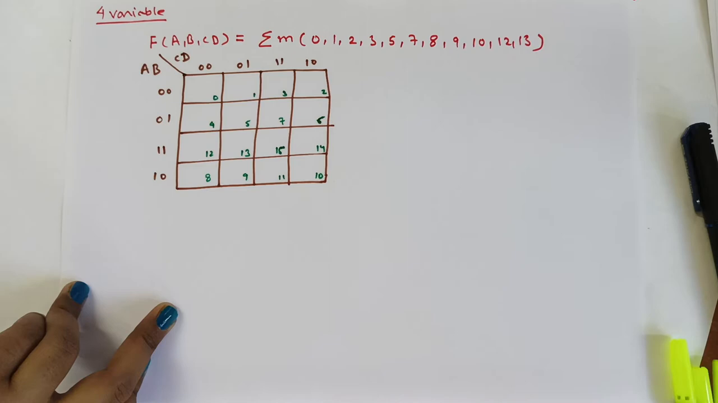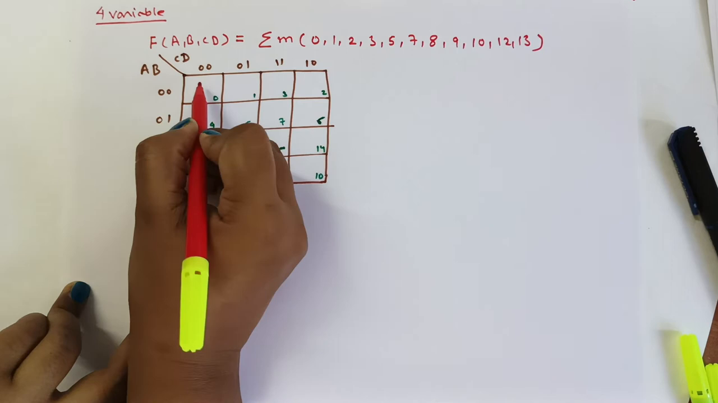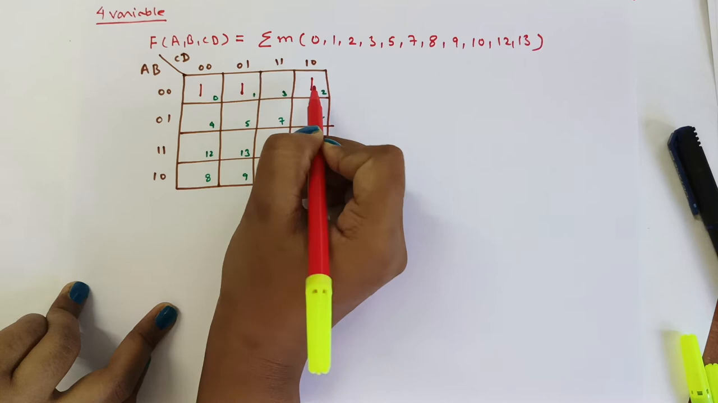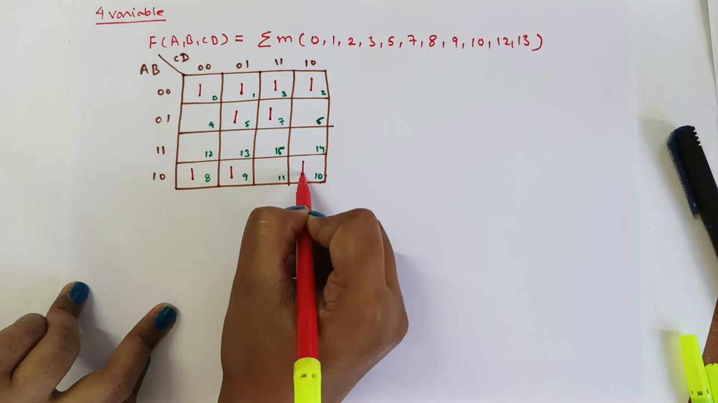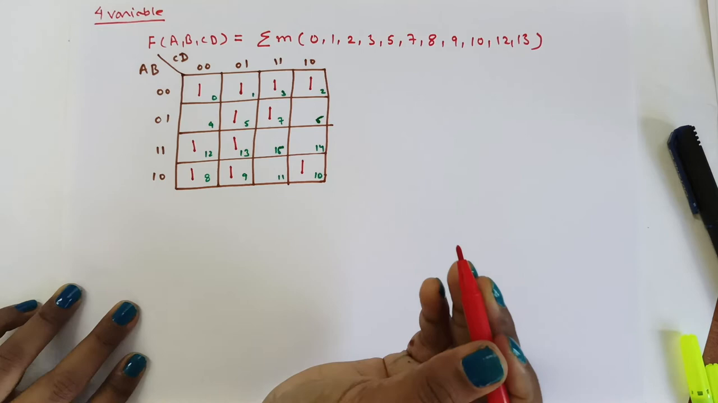We will write the 1. 0, 1, 2, 3, 5, 7, 8, 9, 10, 12, and 13. So these cells are having 1.